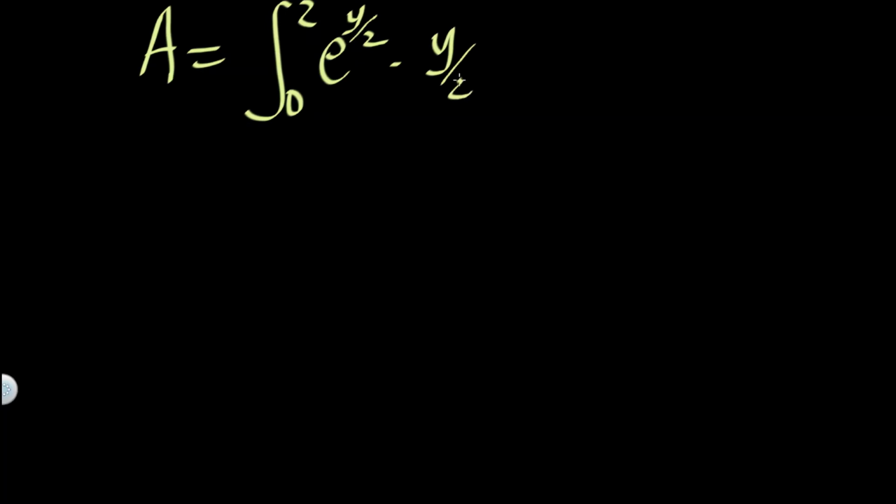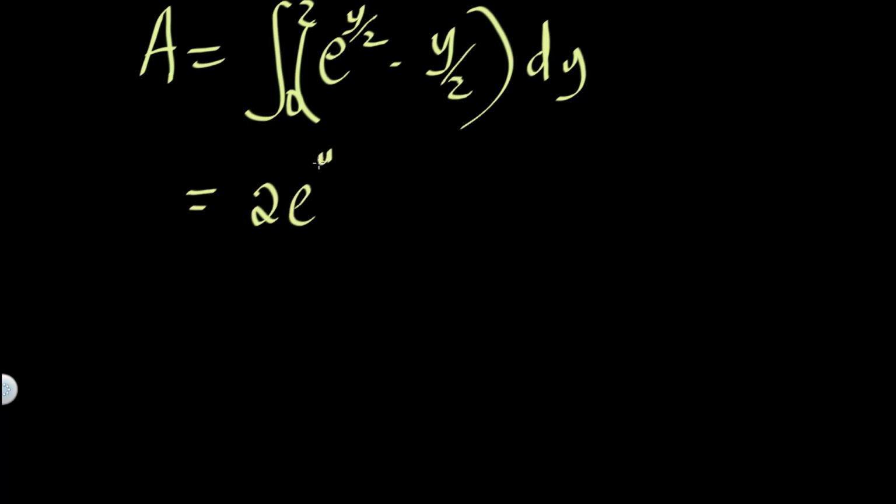So our area A is equal to the integration from 0 to 2 of e to the power y over 2 minus y over 2, all this integrated with respect to y. If I integrate e to the power y over 2, I get e to the power y over 2 divided by half, which is essentially 2 e to the power y over 2, minus, if I integrate y over 2, I get y squared over 4.